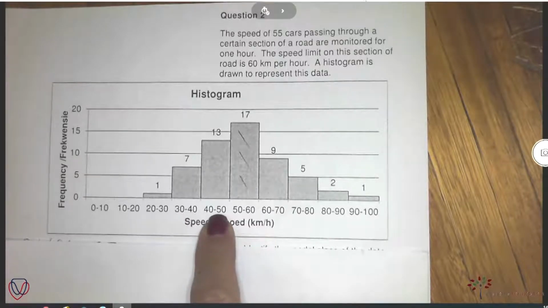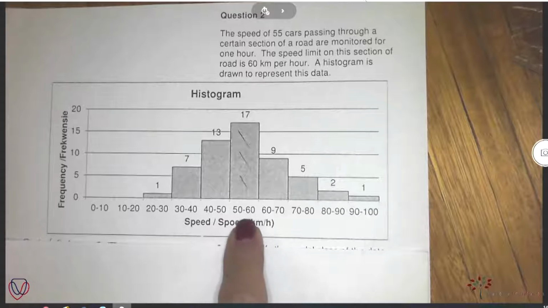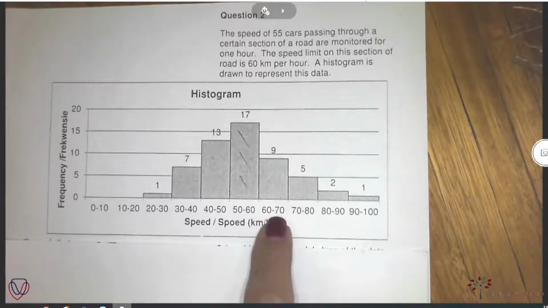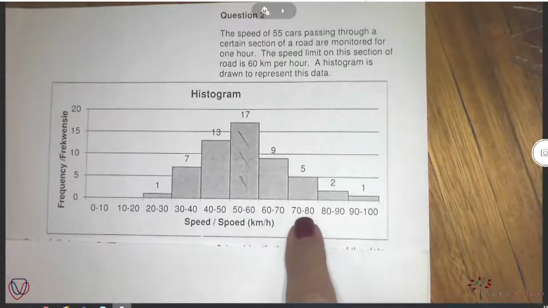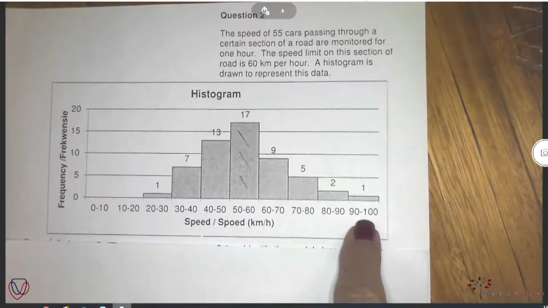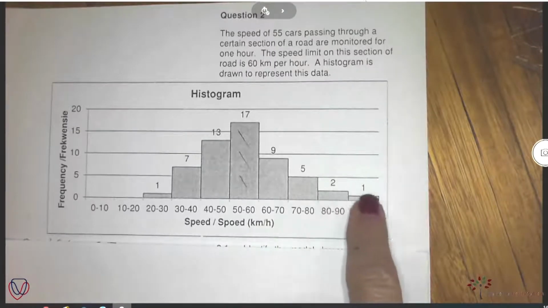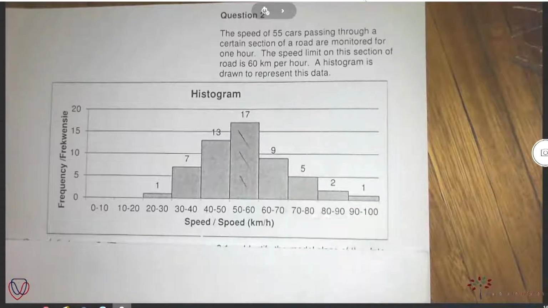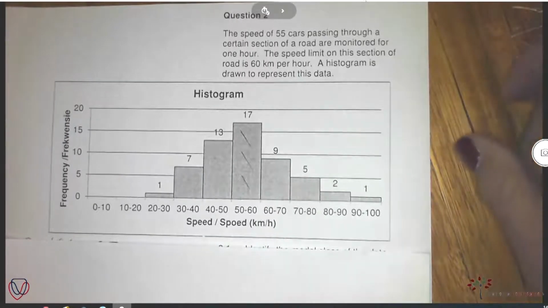13 drove between 40 and 50. 70 between 50 and 60. 9 between 60 and 70, that's me. 5 between 70 and 80. 2 between 80 and 90. 1 between 90 and 100. So one of them, no, 3 of them, 4, 5 of them, 8 of them really sped quite hard in that section, because the speed limit was 60.